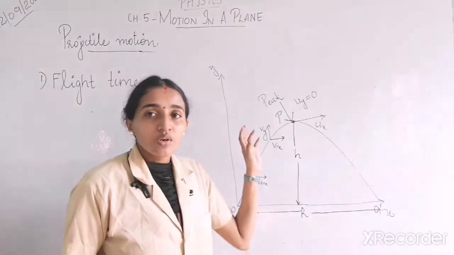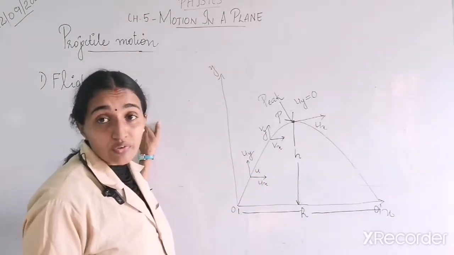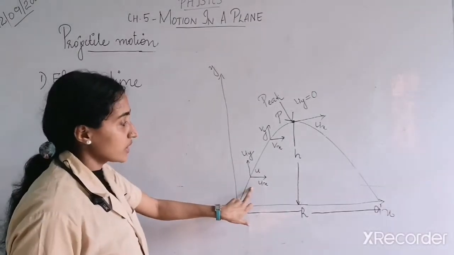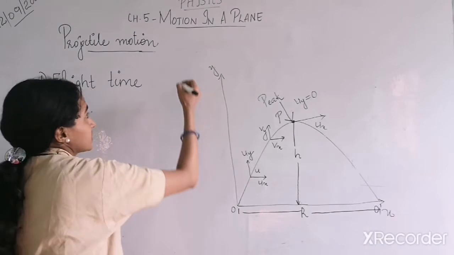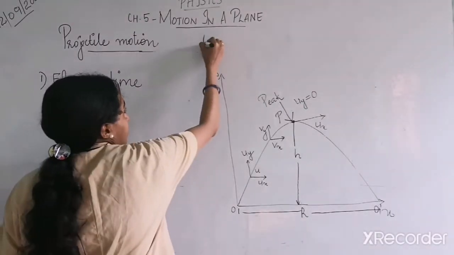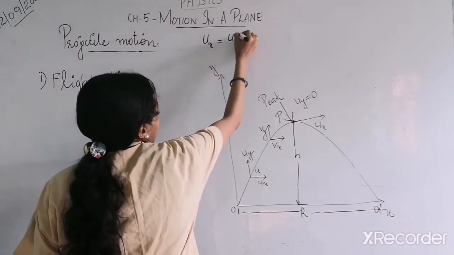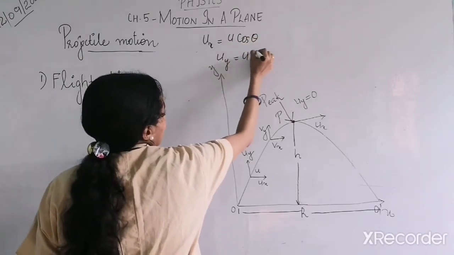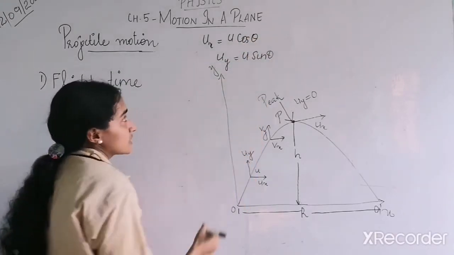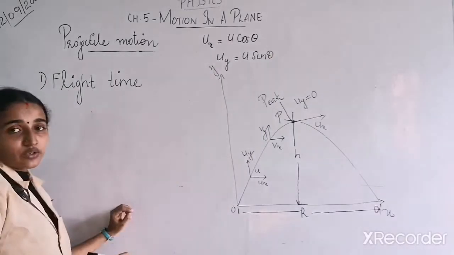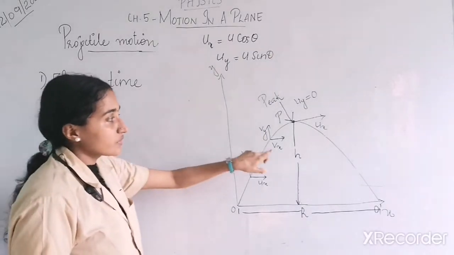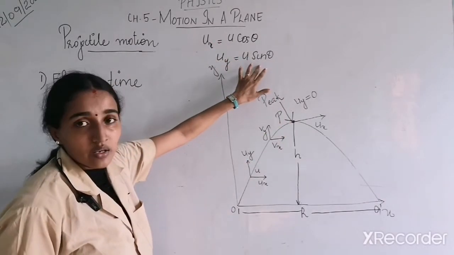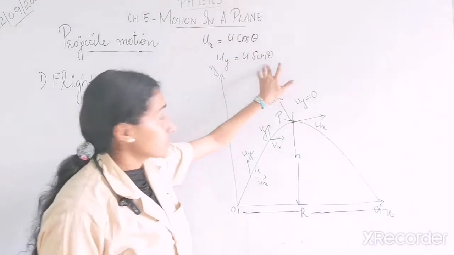Now for finding the equation for flight time of a projectile, when we resolve u into ux and uy, you have the equations ux is equal to u cos theta and uy is equal to u sin theta. Isn't it? So those are the equations you get from resolving the vectors. Similarly with Vx and Vy also. Vx will be V cos theta and Vy will be V sin theta.